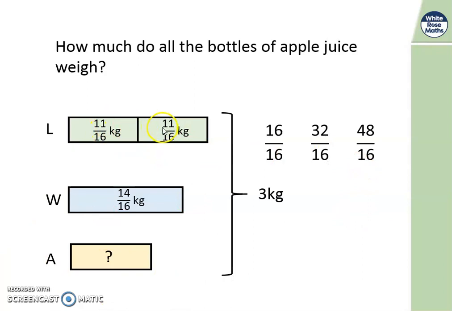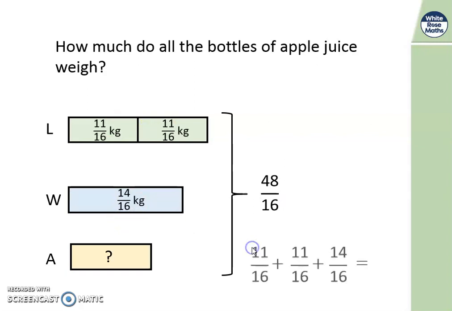Let's add up what I know. 11, add 11, add 14 first of all. If I add them up, 11 add 11's 22, add 14 more is 36/16. And for the apple juice, it's what's left from 36 to 48. And that's 12/16. So the apple juice is 12/16. Let's go back to that question though.